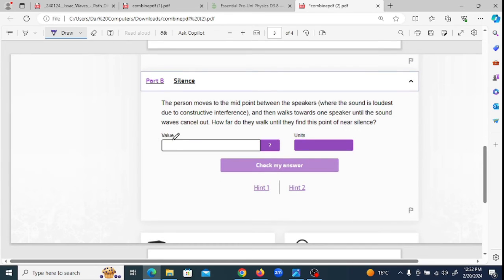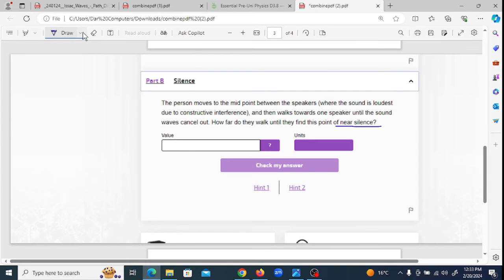Now, for part B, the person moves to the midpoint between the speakers, where the loud sound is produced, or constructive interference. Then they walk towards one speaker until the sound waves cancel. How far do they walk until they find the point of near silence? Okay, so I will explain this one.